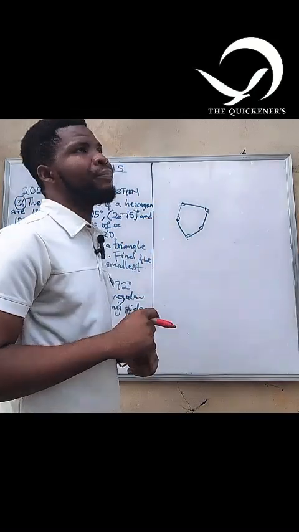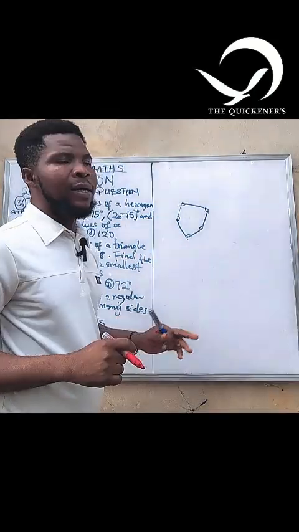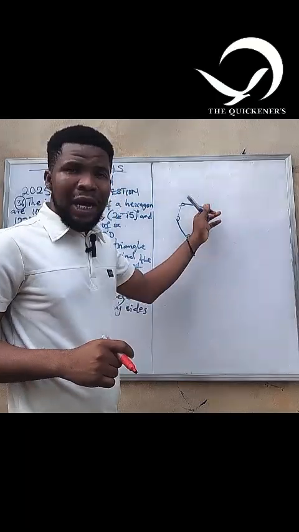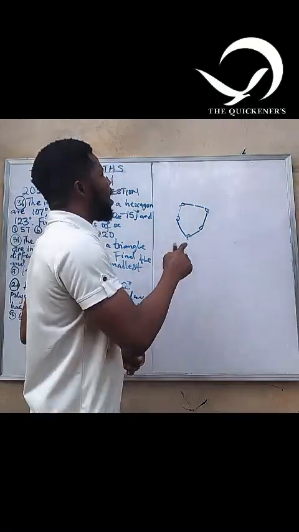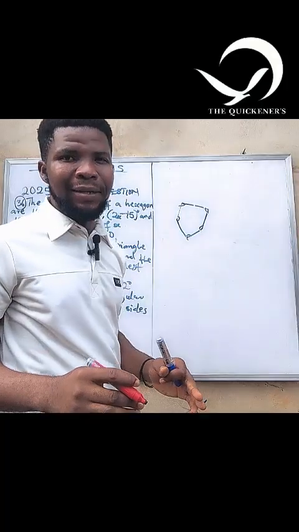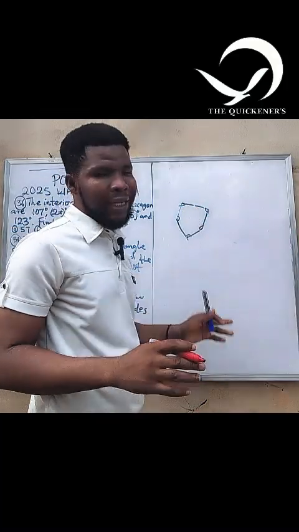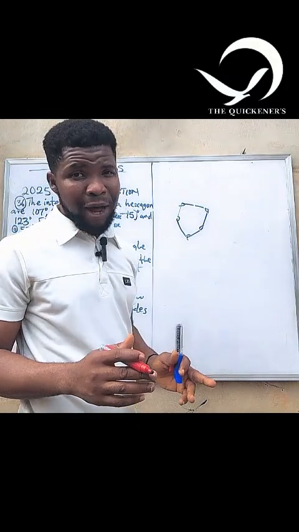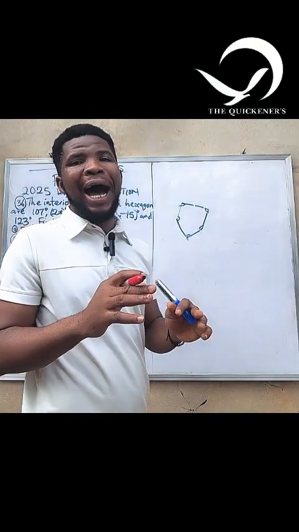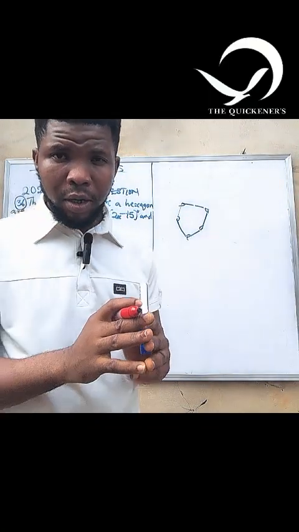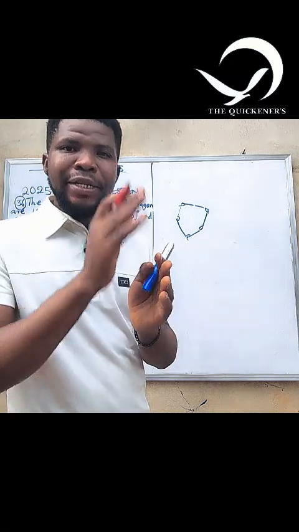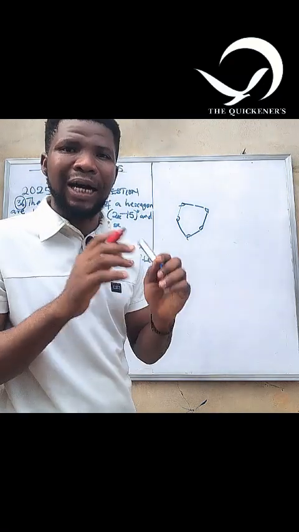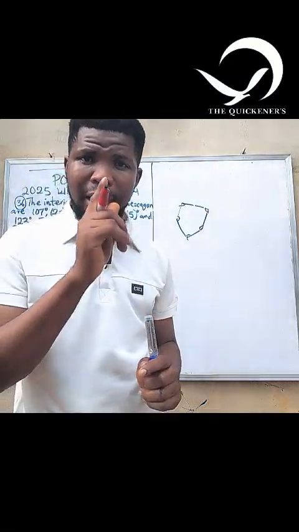Then the next thing to understand is that we have an internal angle. So this is an internal angle. We call it interior angles. Every polygon has angles attached to the side. Every polygon has a total sum of their angles, whether it's regular or irregular. The number of sides in that polygon determines the sum of angles in that polygon.